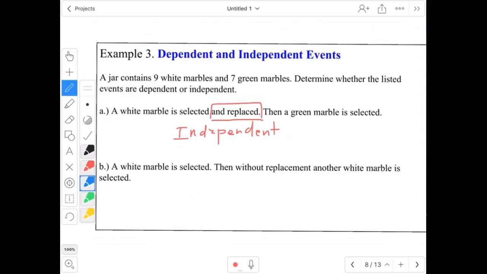Here, our next scenario: a white marble is selected, then without replacement, another white marble is selected. So this one here would be dependent. And if you want me to go a little bit further, we would have a probability of 9/16 of pulling that first white marble out. Then we keep it out, so if we take another one out, that second one would have a probability of 8/15, because not only did we lose one of our total, but we lost one of our white marbles as well. So if you notice, the probability from our first draw to our second changed.